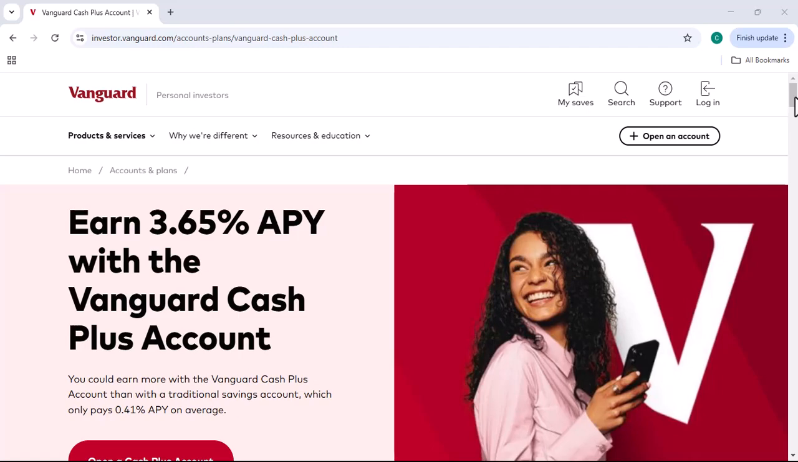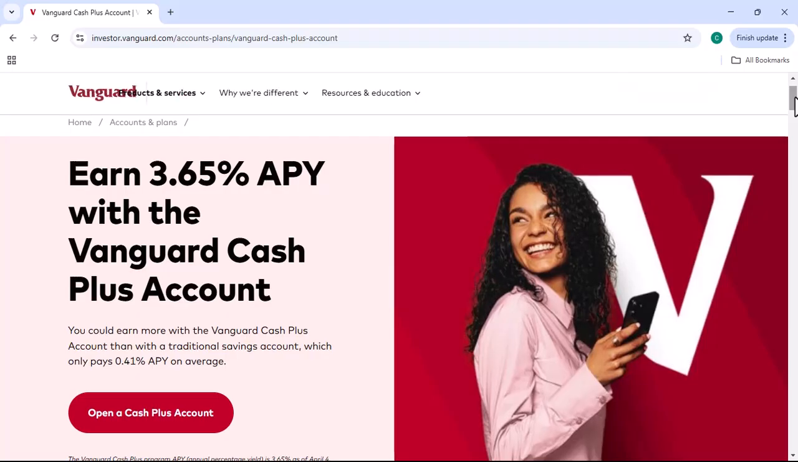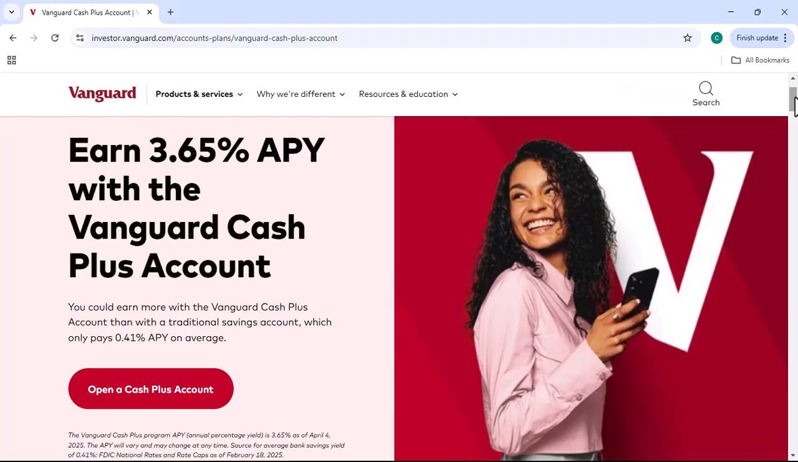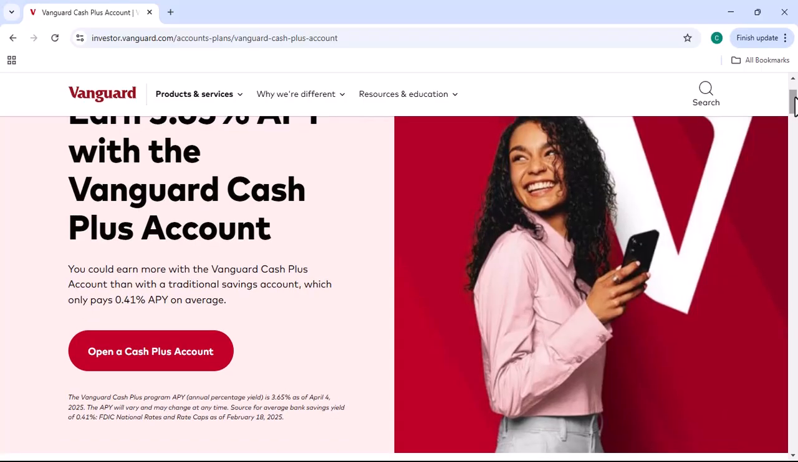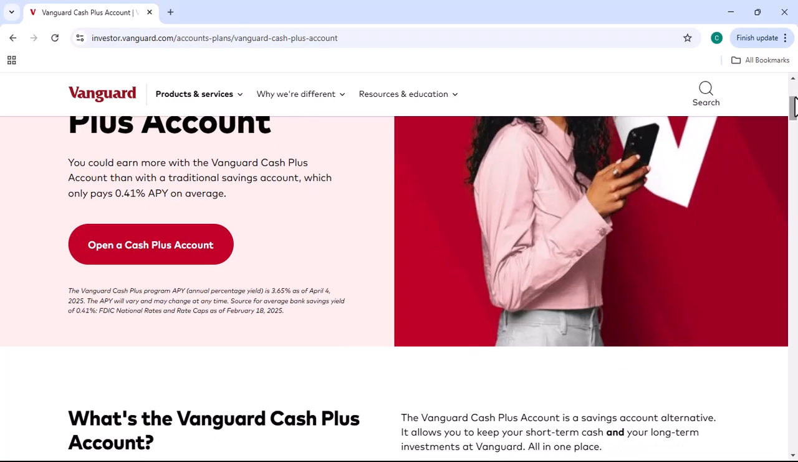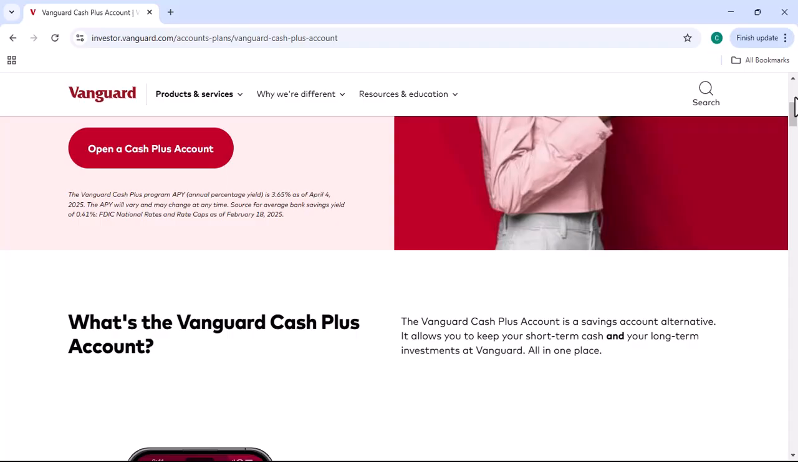Are you leaving money on the table with your cash? In today's economic climate, making your money work for you is more important than ever. You might have heard about high-yield savings accounts, certificates of deposit, or even money market funds as places to park your cash and earn a bit of interest. But have you ever considered Vanguard Cash Plus?